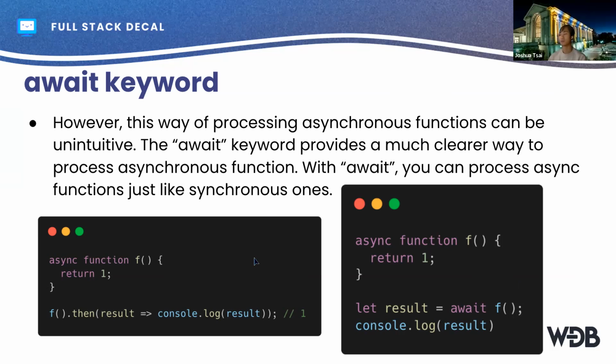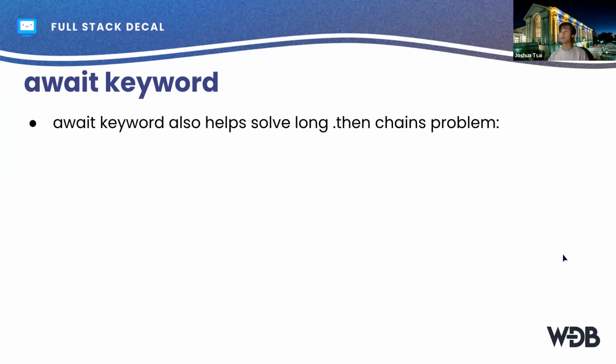So on the left, we once again have the previous example, but the right shows the same functionality, where we instead use await in front of the function call, and that will await the result value of the promise. So we do not have to use any sort of promise chaining. This will simply wait for the value of the promise and store it into this variable called result. In this way, we don't have to do dot then and another callback function to console.log the result. We can simply store it in our local code. And one big plus for the keyword await is that it helps solve long dot then chain problems.